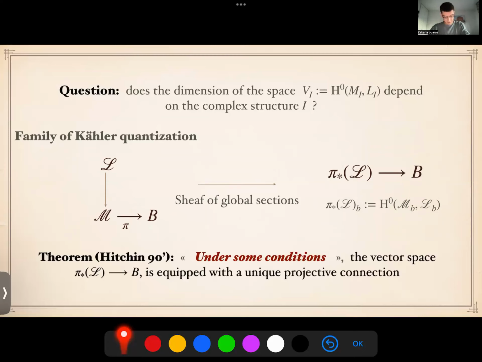So what did Hitchin show? Under some conditions on the symplectic manifold and the line bundle, you can construct a unique projective connection on the push forward. But the construction that Hitchin uses involves a lot of differential geometric techniques.